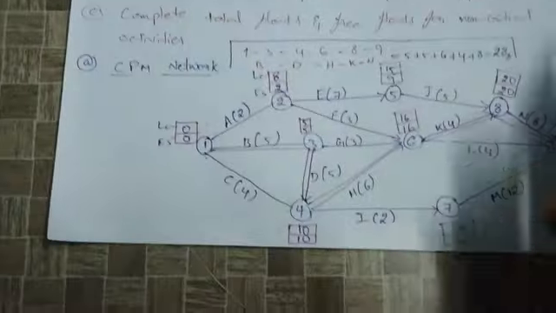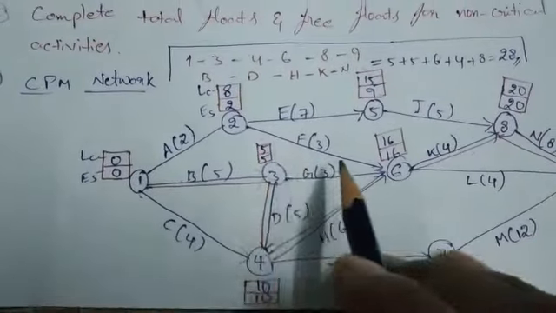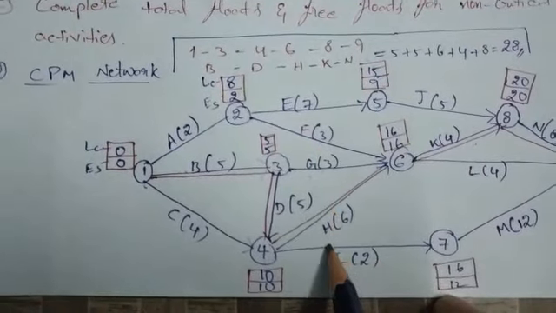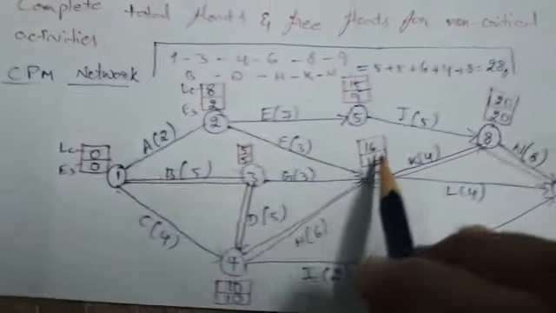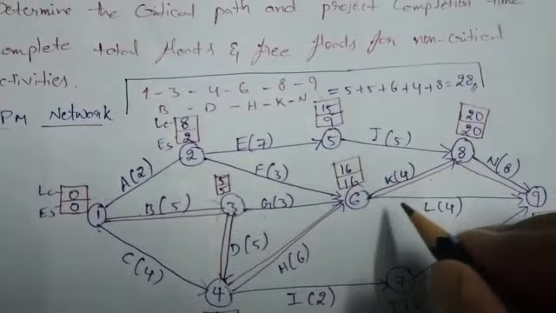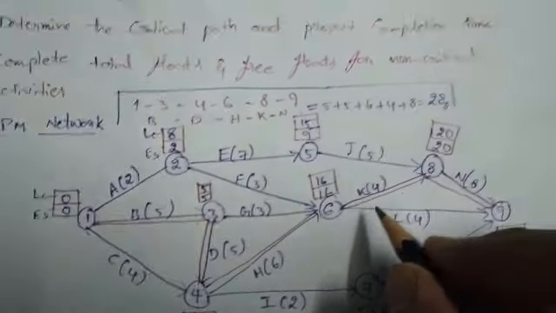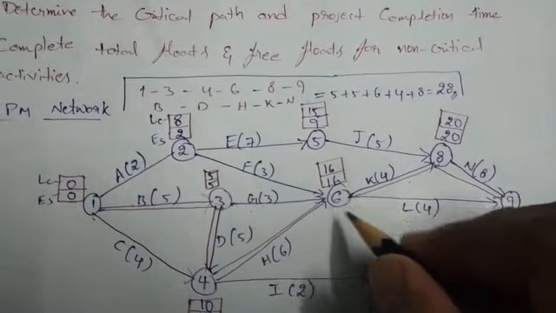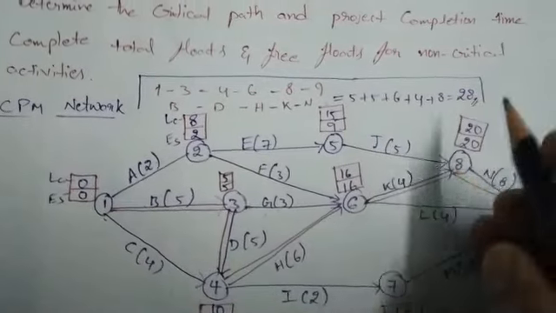So F, G, H, where are they connected? F, G and H, so all 3 are connected with node 6. So node 6 is K. The node will be starting from the 6th node, that is K. The duration is 4. And the next one, J and K are completed, and then L.